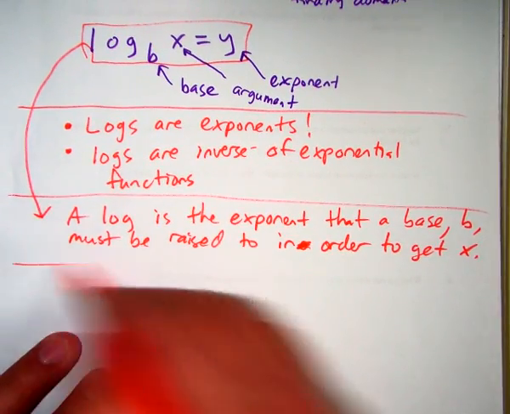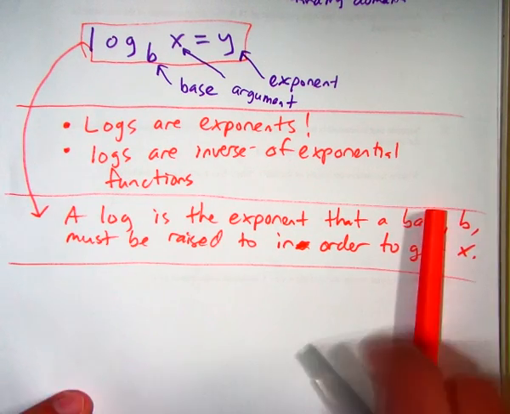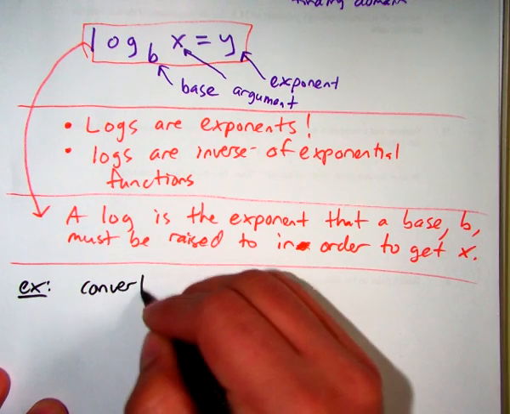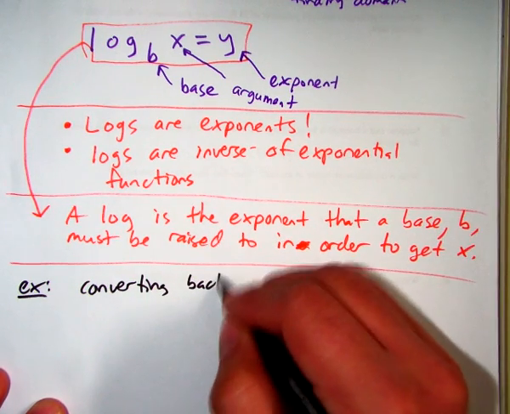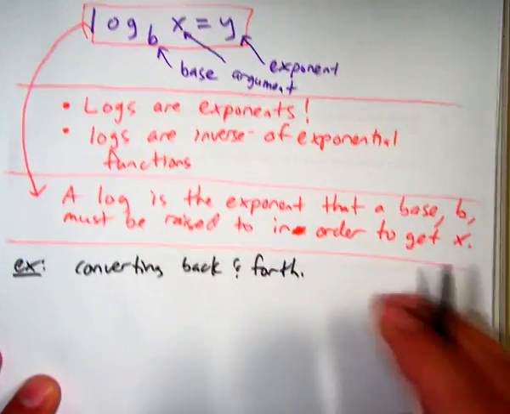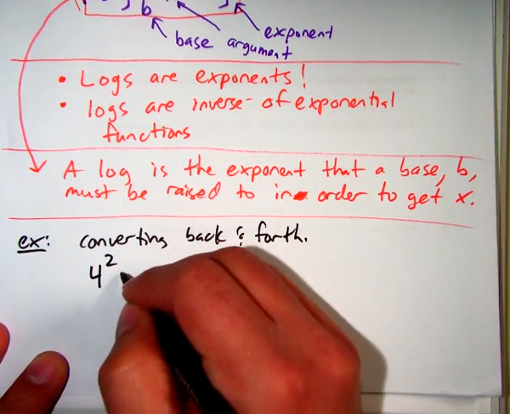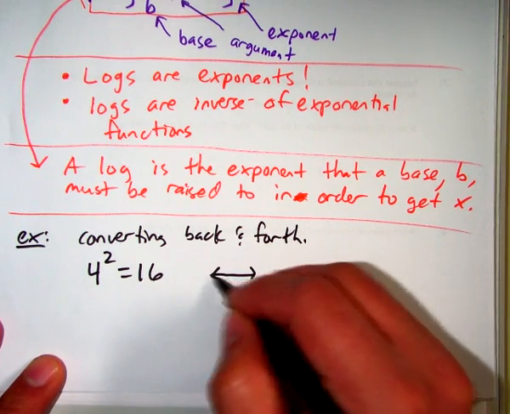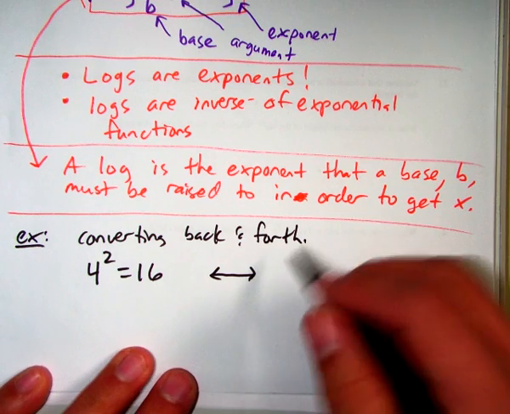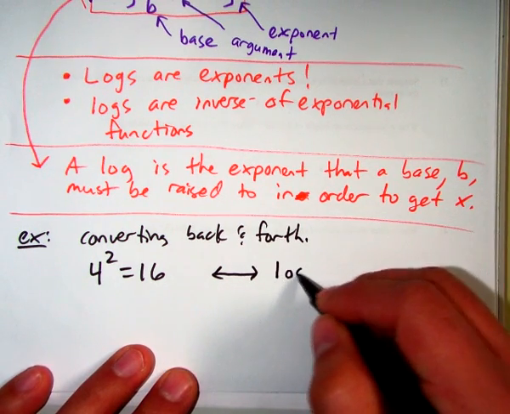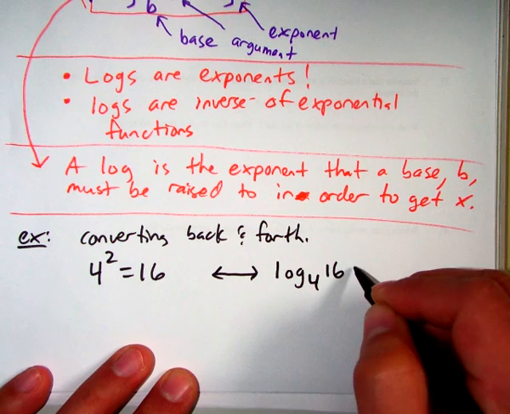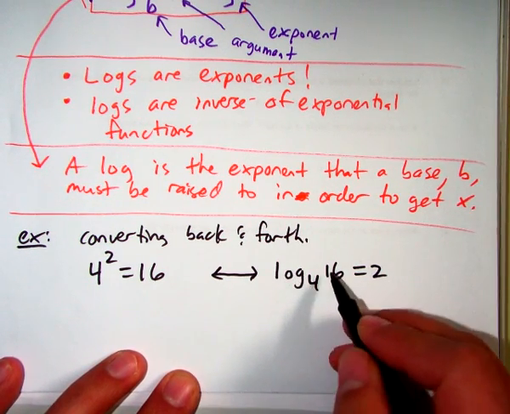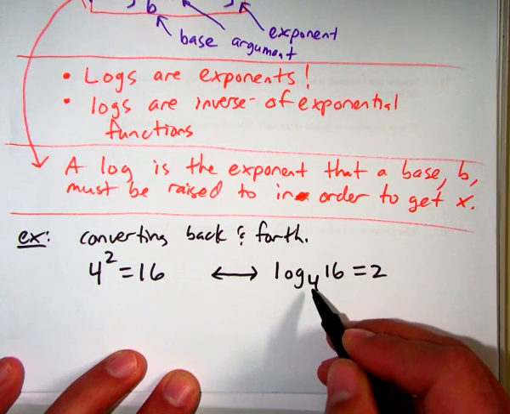Okay, so here are some examples of converting back and forth. Let's say we have the equation 4 squared equals 16. You can write this also in log format. They're the same thing, by saying that log base 4 of 16 equals 2. Again, log base 4 of 16 equals 2. This 4 is a subscript. Make sure that it's clear when you're writing this out.